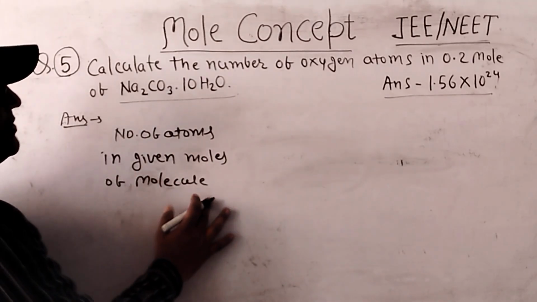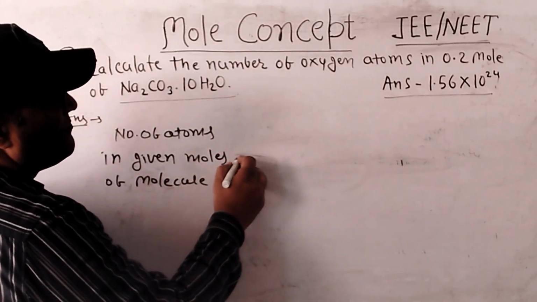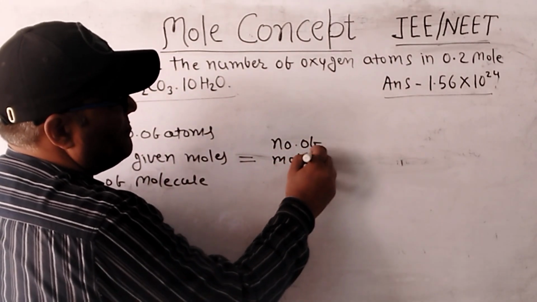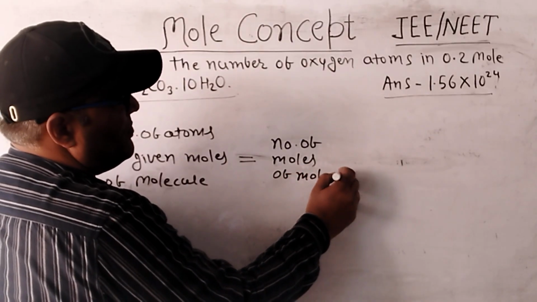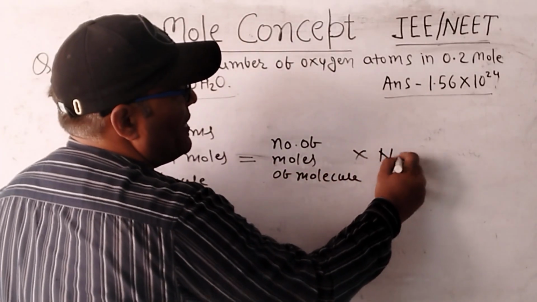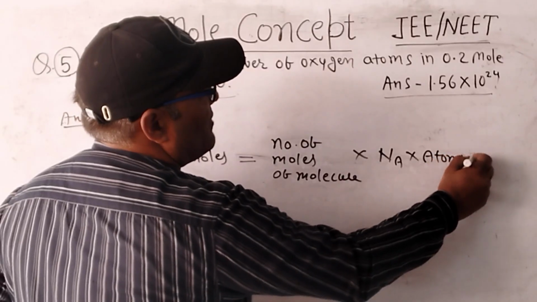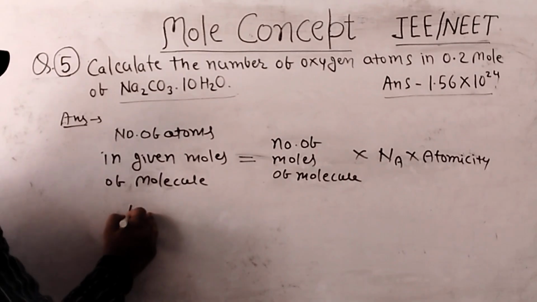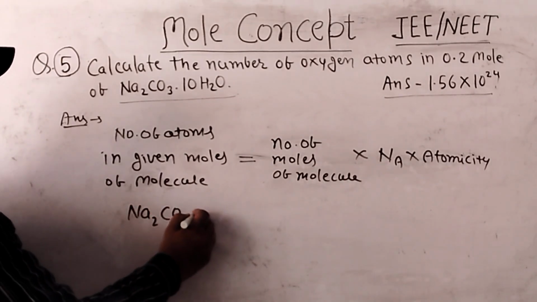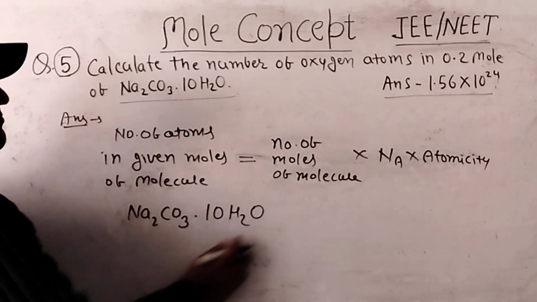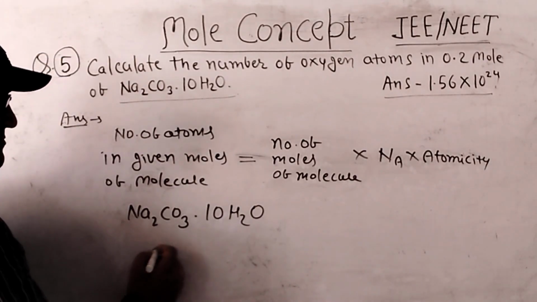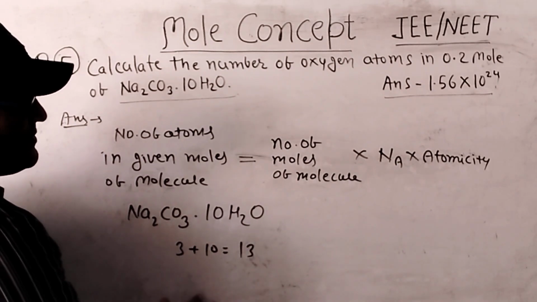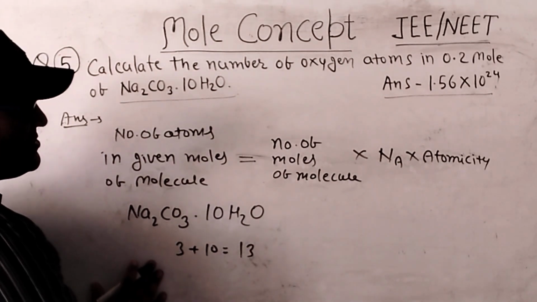Number of atoms in a given mole of molecule is equal to the number of moles of molecule multiplied by Avogadro number and multiplied by the atomicity of each atom in the molecule. Now according to the question, the molecule is Na2CO3·10H2O. Here the number of oxygen atoms is 3 plus 10, so 13 oxygen atoms are present here. Now you can take a screenshot. So here atomicity is 13.